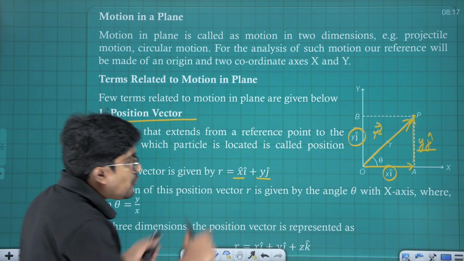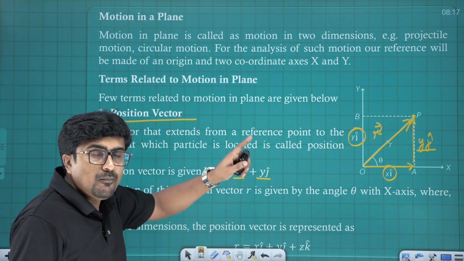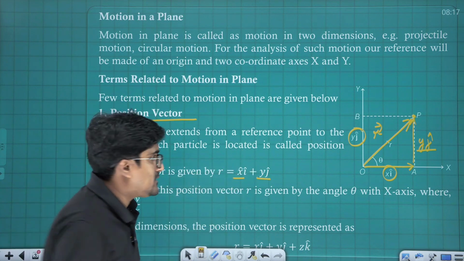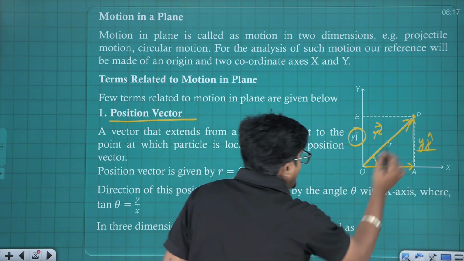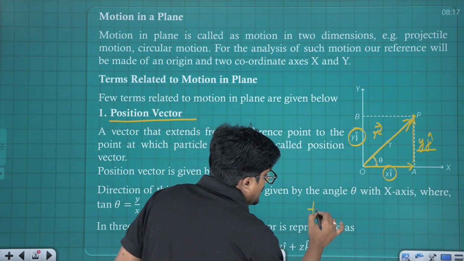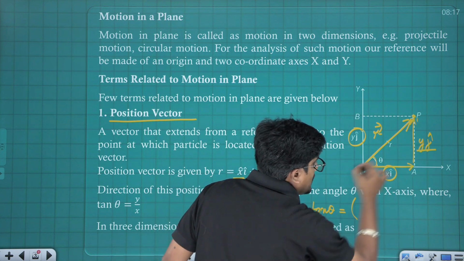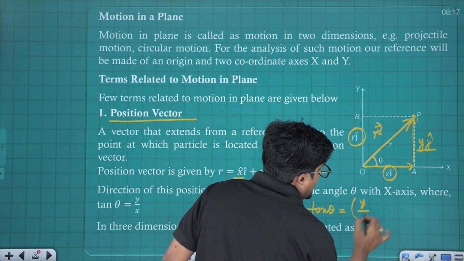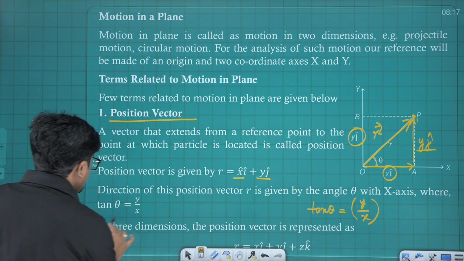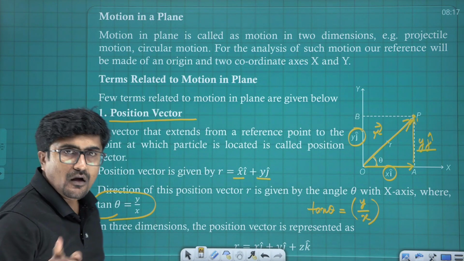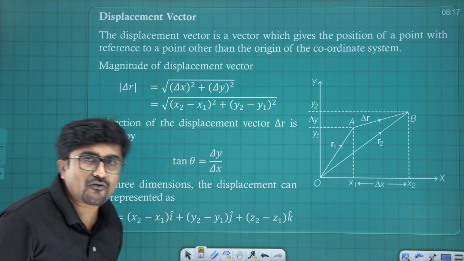And now, if you want to say at what angle the body is placed with respect to the x-axis, definitely this angle, if I take this as theta, then tan of theta is going to be perpendicular by base. So perpendicular is y and base is x. So that is what is mentioned over here. Are you getting me?